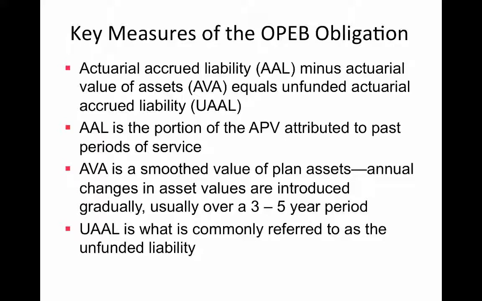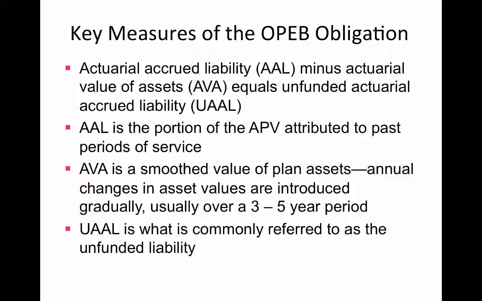The actuarial value of assets is a measure of the value of the assets in the OPEB plan. It's not the fair value as of the date of the financial statements, but rather a smoothed value, meaning that the annual changes in the value of the assets are introduced into actuarial value of assets usually over a 3 to 5 year period. And that was done in order to help minimize volatility in the changes of the value of assets.